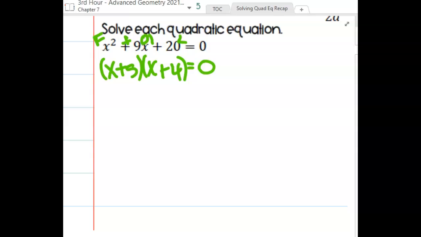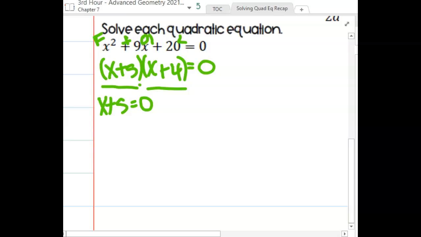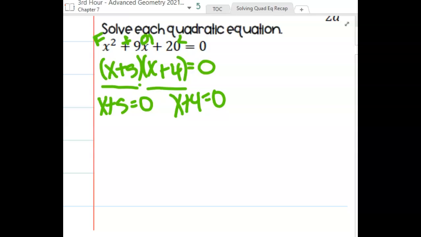If you were to FOIL that out, you would get x squared plus 9x plus 20 back. Now I have something times something equals 0. The only possible way I can multiply this by this is if one of those has to be 0. Either x plus 5 would have to be 0, because think about it, if that is 0, 0 times whatever x plus 4 ends up being doesn't matter, because 0 times anything gives you 0. That would work. Or x plus 4 would have to be 0, because once again, if you take x plus 5, whatever that ends up being, times 0, it gives you 0. That would work as well.